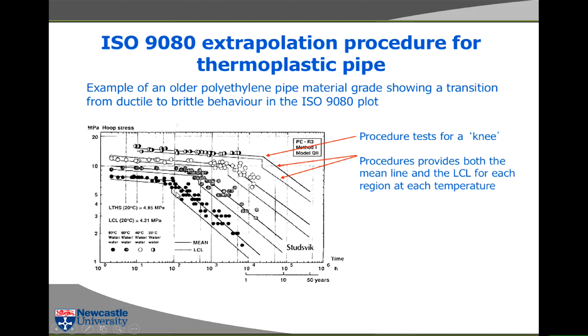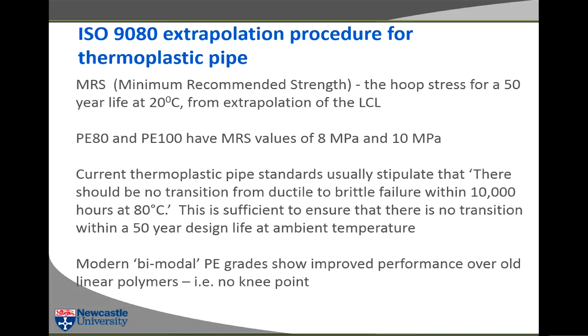at 80 degrees C. So what you're going to say is that there is no transition at 10,000 hours at 80 degrees C. There's unlikely to be such a transition within the lifetime of the pipe. I'm not saying it's never going to happen, but it's not going to happen within the lifetime of the pipe. And the way they solve the problem is they have new types of polyethylene which are called bimodal, and I'll describe what I mean by that in a minute. And they show much greatly improved performance over the old linear polymers, no knee point.